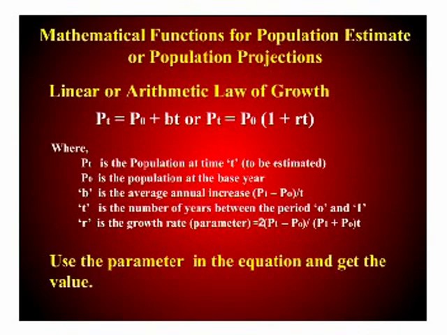B is the annual average increase that can be calculated by dividing the difference between the population at these 2 points of time by the total number of years. t is the number of years between the base year 0 and t, that is, t is the year for which the estimate is to be made. R is the rate of growth, which can be calculated by dividing total increase during the period 0 and 1 by mid period total population.